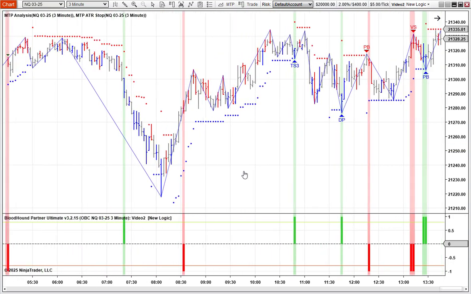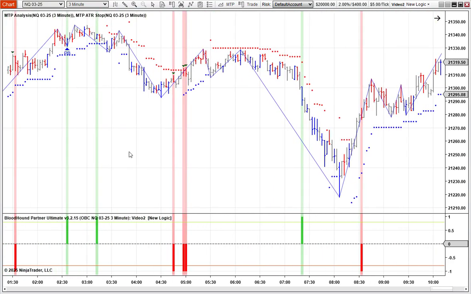But what can happen, and it may be a point of confusion, that's why I'm doing this video, is here and here. Can you see how there was a potential sell as identified by this -1 output on Bloodhound on this particular bar, but no MTPredictor signal, and a potential buy on this one with no MTPredictor signal?